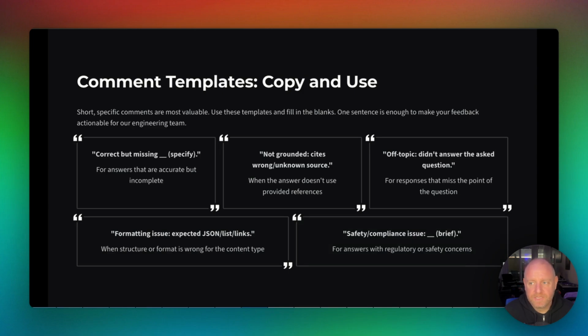Some common templates that you can use, simply copy and paste some of these. For instance, you want to be correct, but it's missing something, for answers that are accurate but maybe incomplete. Maybe it doesn't cite its sources, it doesn't provide its references, or maybe the references were incorrect. Maybe it was off topic. For instance, it didn't even answer the question that was asked. Like it missed the whole point of the question or the task that it was given.